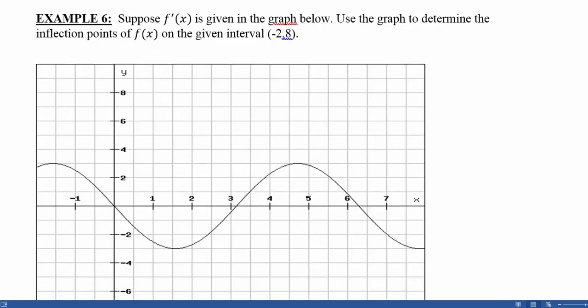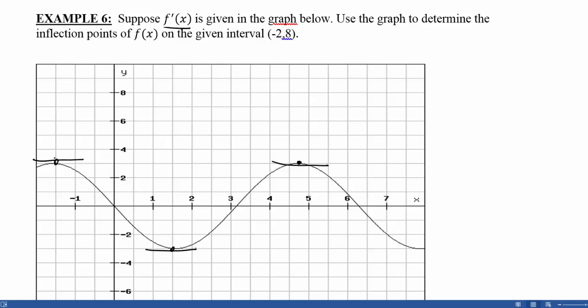Example 6. Suppose the derivative is given in the graph below. I want to use that graph to determine the inflection points of the original function on the given interval. So remember, if you have the derivative, we're interested in where we have horizontal tangent lines because they're going to help us find the places where our first derivative changes from increasing to decreasing or decreasing to increasing.